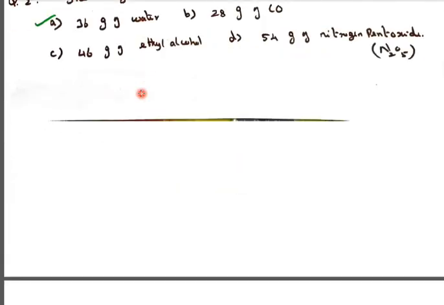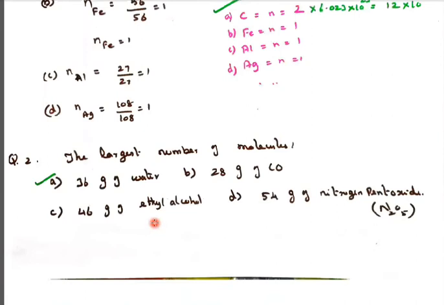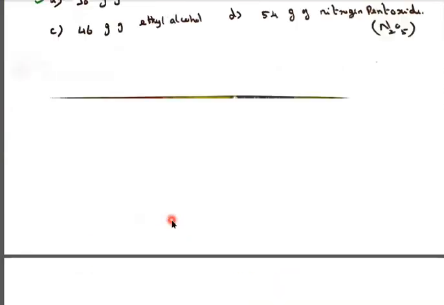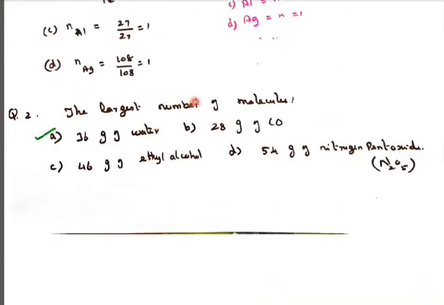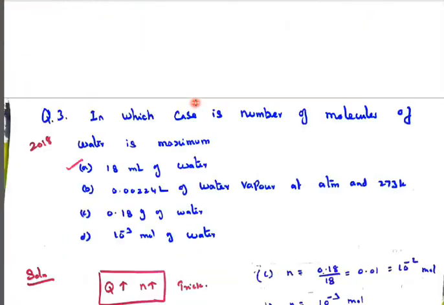Maximum number of moles is present only in the water molecules, that is 2. So in water molecules it is 2. If the number of moles increases, the quantity also increases. So automatically the water contains more number of molecules. Let us see the next question.